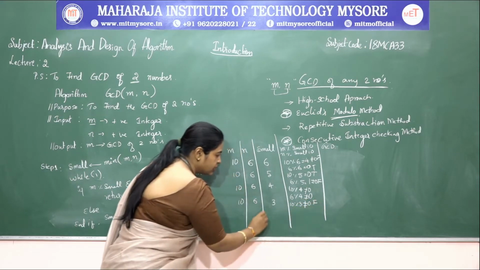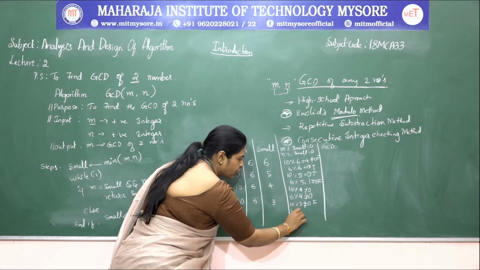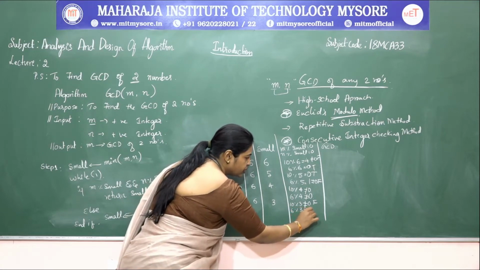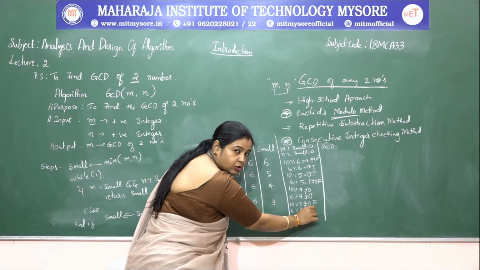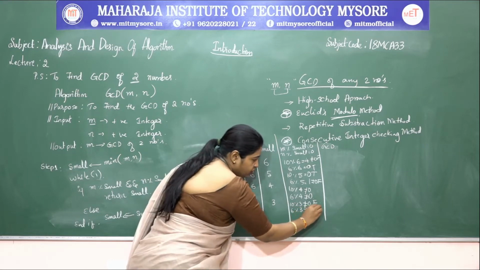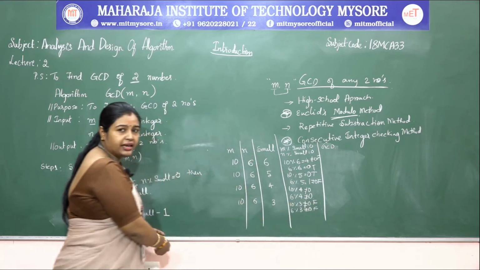So therefore it is false. So next one is 6 mod small, that is 3. That is also not equal to 0. Remainder is non-zero. So therefore this is also false. If it is false, again else part.